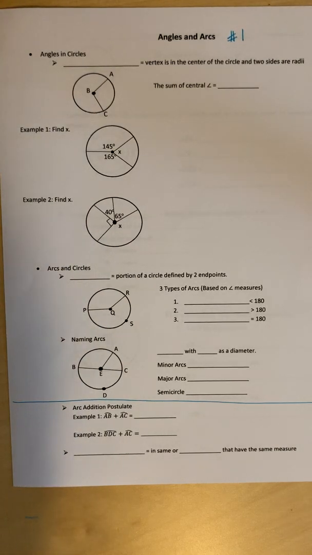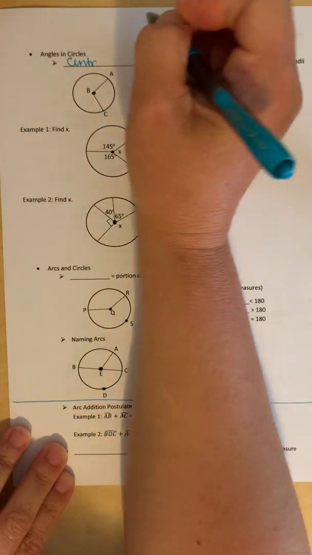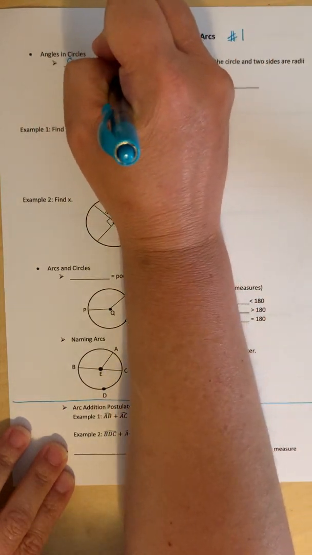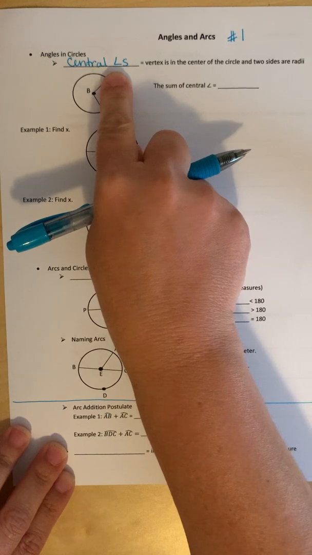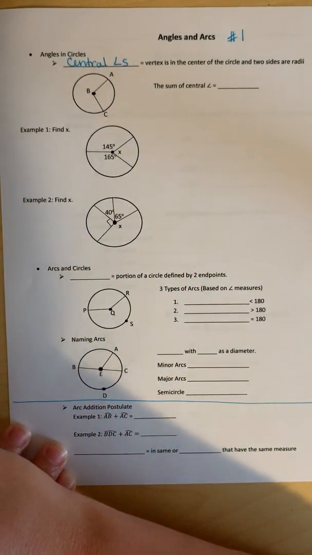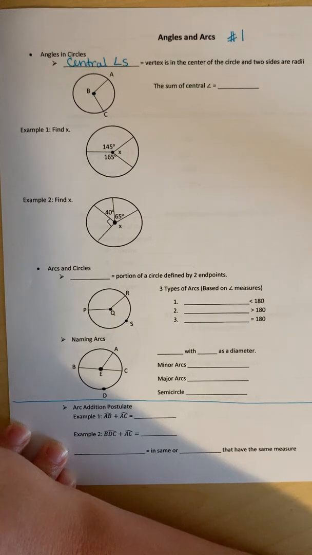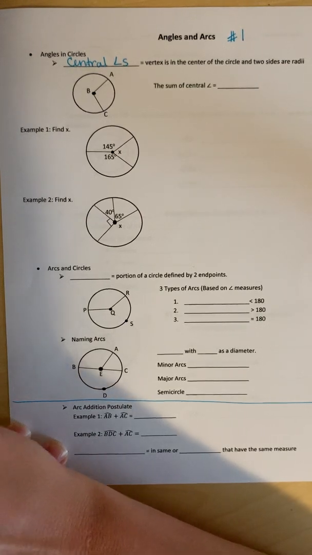All right, so the angles in a circle that we're going to talk about here are called central angles. Central angles, and this is how I'm going to write angles. Instead of writing out the word angles all the time, I'm going to use that symbol right there, which is an angle. A central angle is where your vertex is in the center of the circle and the two sides are radii.